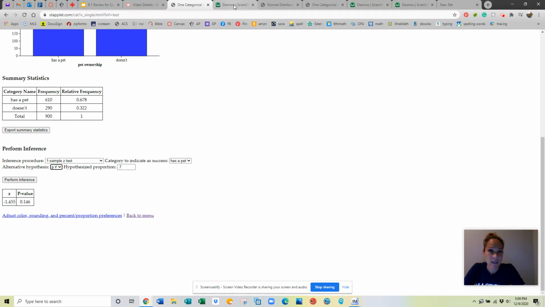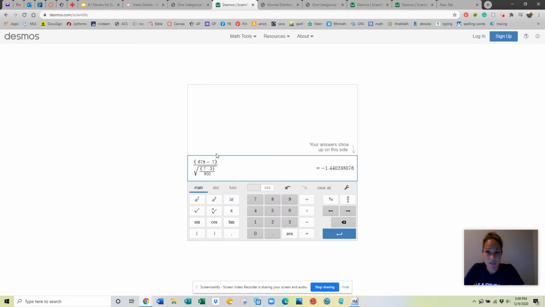So just really quickly, if you were to use Desmos and type this in, I didn't get 1.45. But look here, when I change how I round it, if I start putting in sevens right there, I get a lot closer to that 1.45 that they had in Staplett. So that was just a rounding issue, the reason why mine wasn't exactly 4.5, it was 4.4.